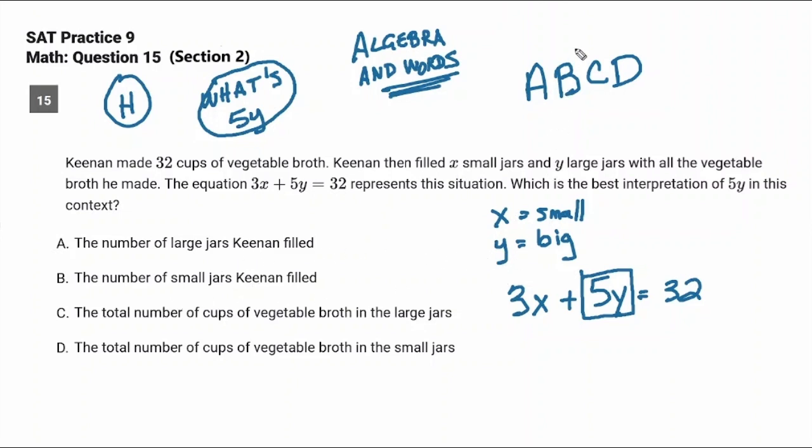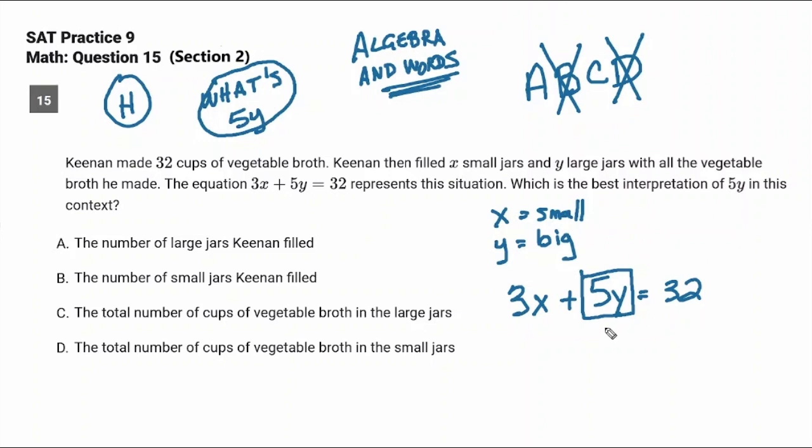B says number of small jars. No, y is big jars, so that's gone. C says large jars. All right, that's cool. D says small jars. All right, that's gone. You can always get these down to 2 answer choices if you can just figure out what the letter's about and cross off answer choices that don't agree.